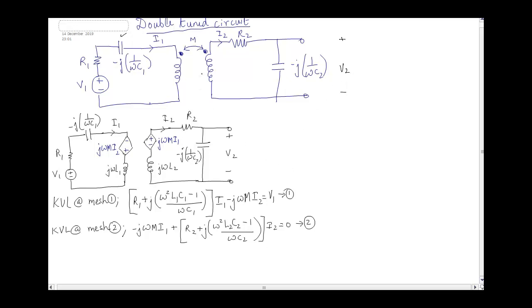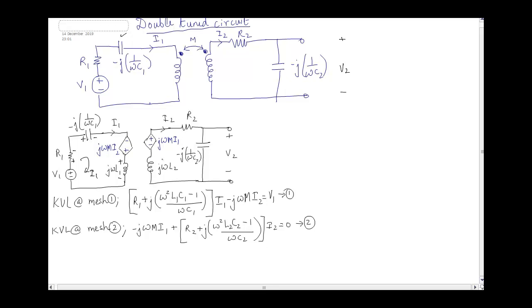So based on the dot convention, if we redraw the circuit, we will get it in this form. Considering that this is current I1 and here it is current I2, I can write the KVL equation. When we write the KVL equation, it is important to mark the polarity based on the direction of current. Based on that, when I write the KVL equation for this first loop or the primary loop, I will get the equation finally as equation number 1 that is given here.